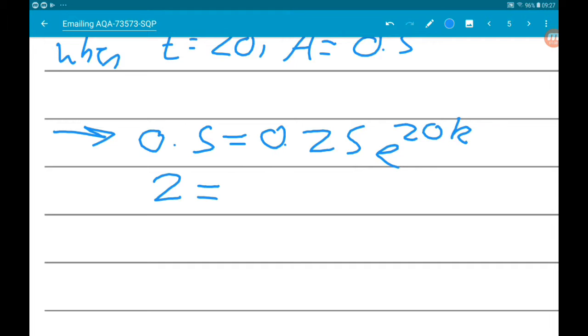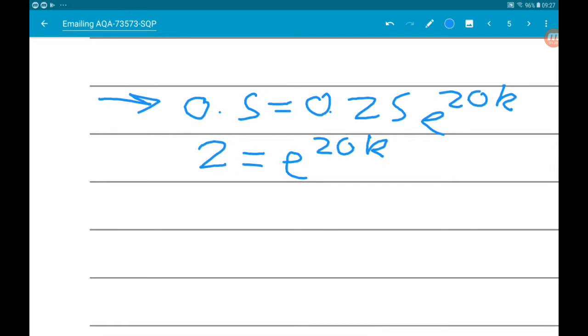So that's good, because we definitely want a 2. That is equal to e to the 20k. Now if we take logarithms, log 2 is equal to 20k.